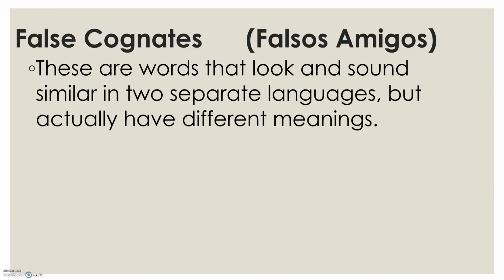Some examples of false cognates would be pan. To an English speaker, pan may look like pan, but pan actually means bread. The word pie in Spanish looks like pie in English, but pie means foot. And finally, ropa. Ropa in Spanish does not mean rope. It means clothing. The only way to truly know a falso amigo is to get yourself a Spanish dictionary and look it up.